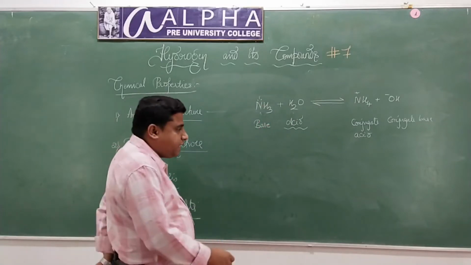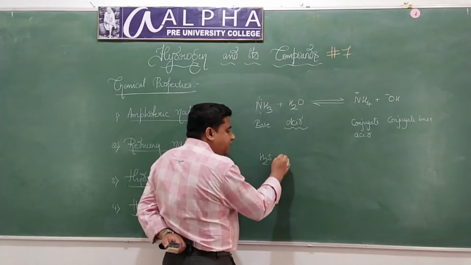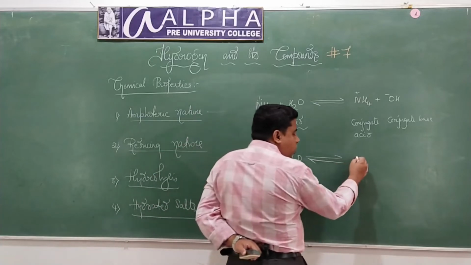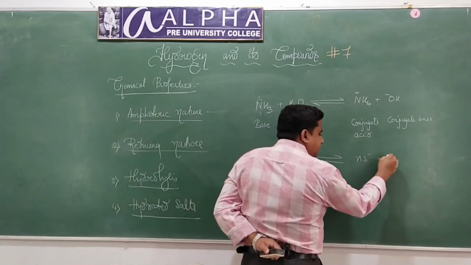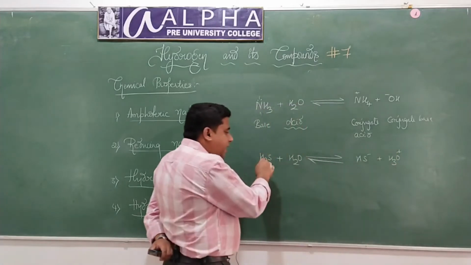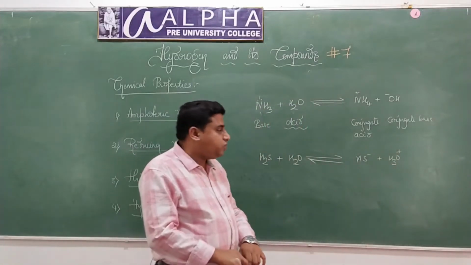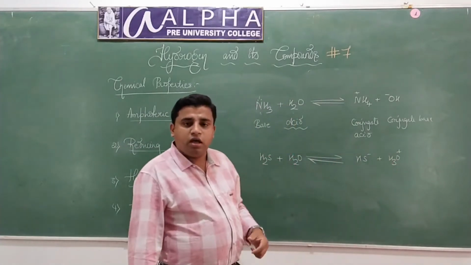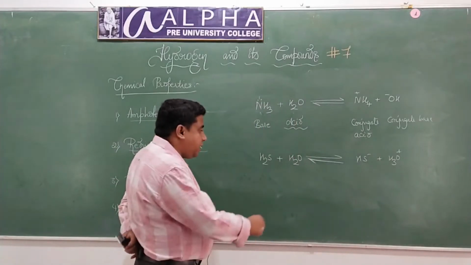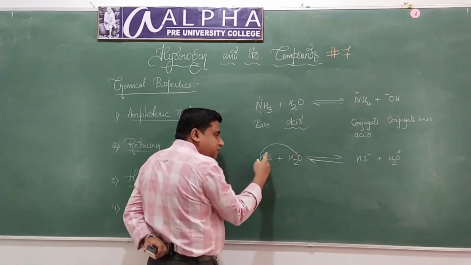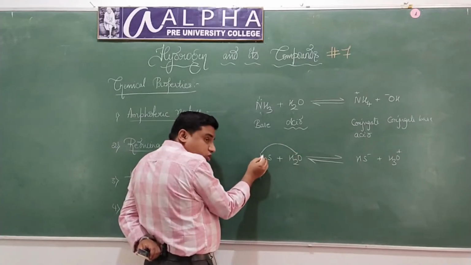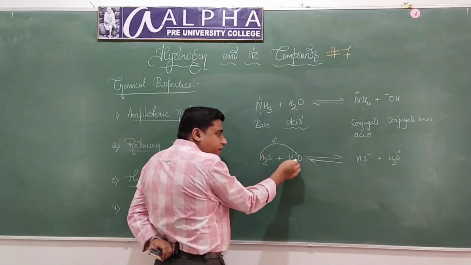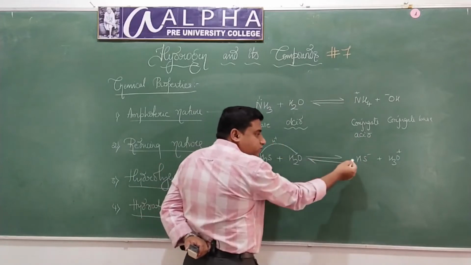Let me consider one more example wherein hydrogen sulfide reacts with water. When hydrogen sulfide reacts with water, it is going to form HS minus and H3O plus. How are HS minus and H3O plus ions formed? This is formed when hydrogen sulfide donates one H plus ion to water. So when H2S donates one H plus ion to water, water becomes H3O plus and H2S will become HS minus.